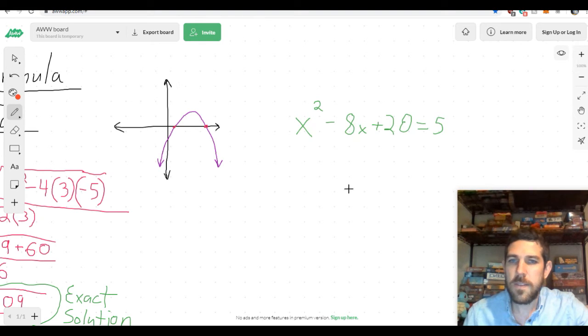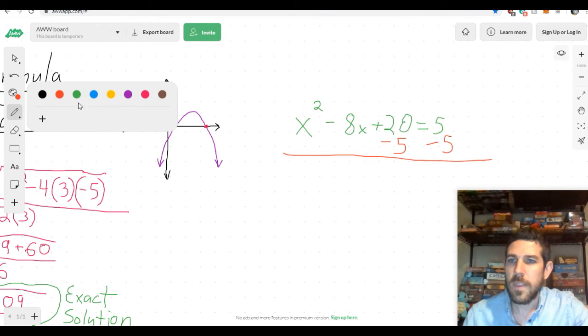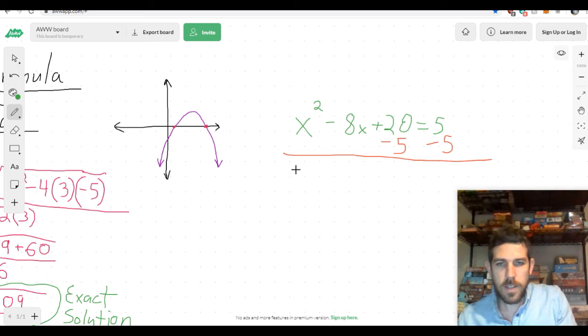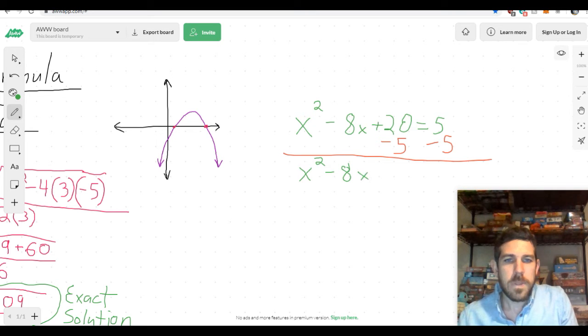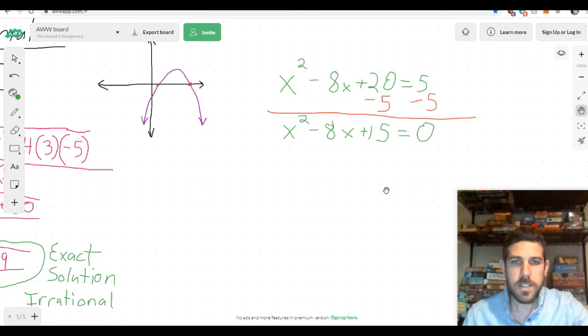So I can inverse operate and get rid of this 5 that's on the right side of the equation by subtracting 5, and of course keeping the equation equal, subtracting 5 on both sides. Now that's going to give me a new quadratic equation that says x squared minus 8x plus 15 will equal 0. All right, now that my quadratic equation is set equal to 0, I can go ahead and use that formula to solve it.